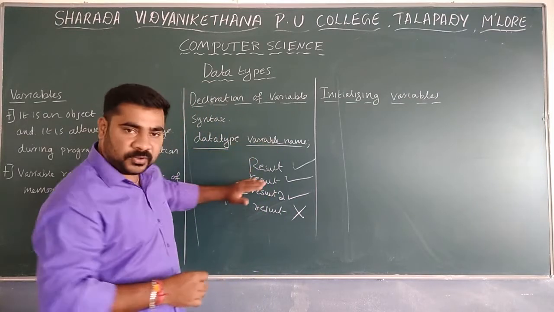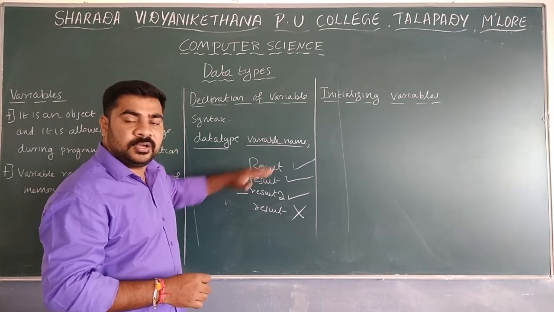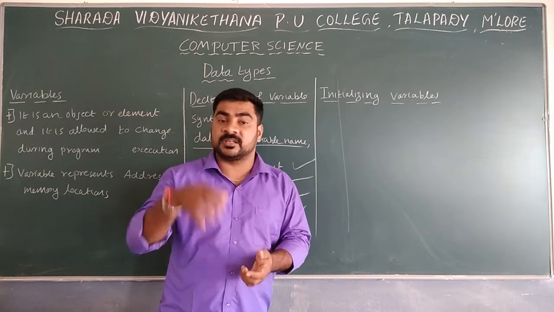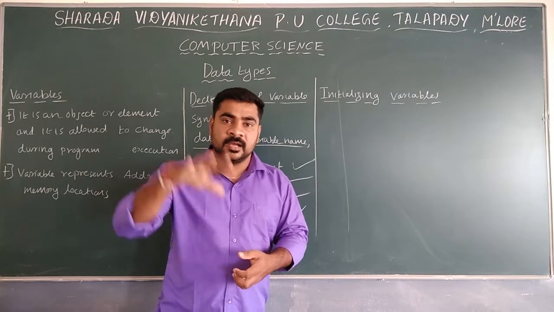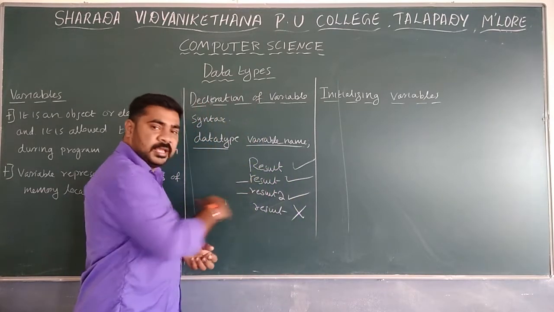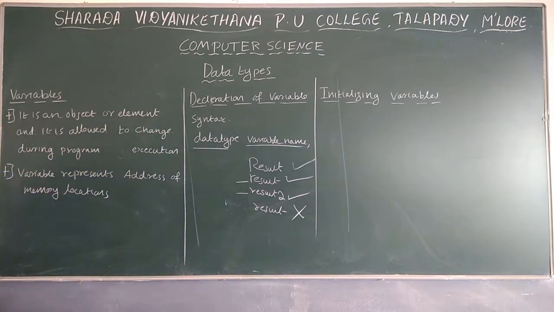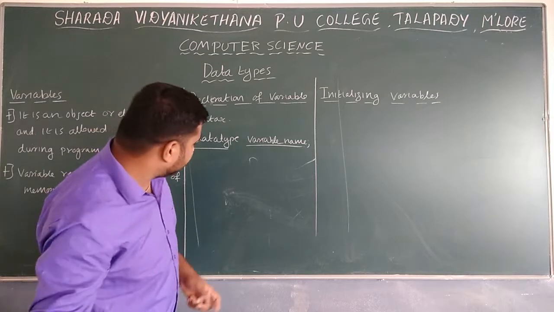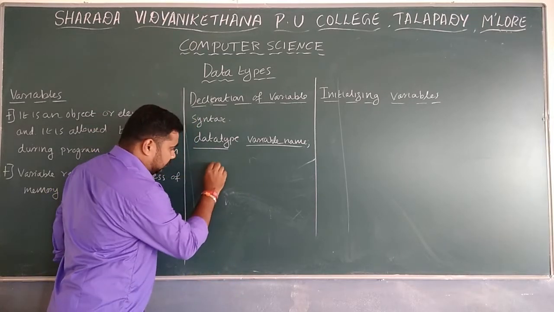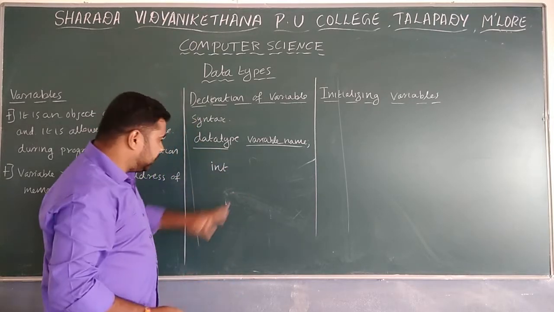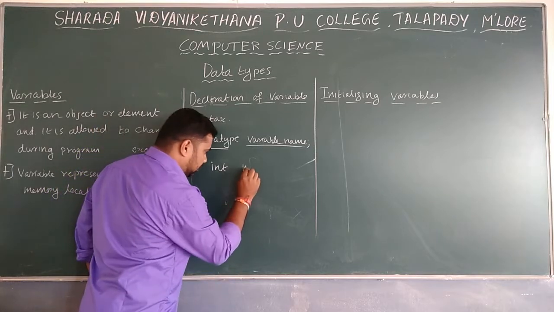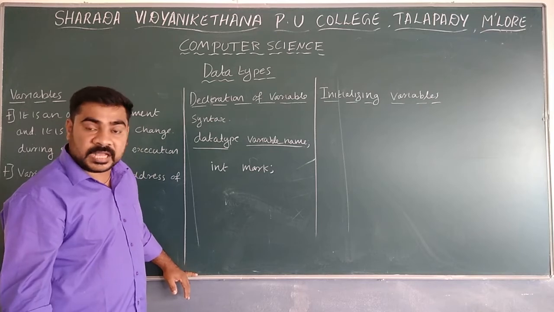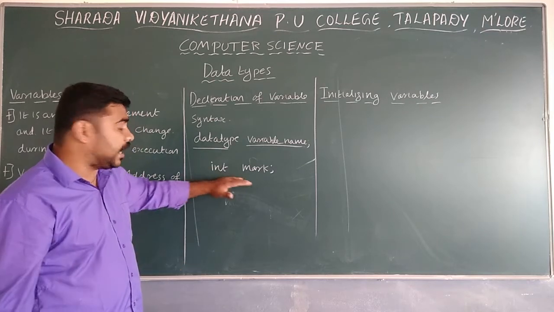We'll see some examples of declaring with a data type. There are different types of data types that I will explain later. For example, we can take integers. For numbers we mainly use integers. Based on integers, I will give the example. Here, int, in small letters, space, variable name, I will use mark. This is known as declaring a variable.